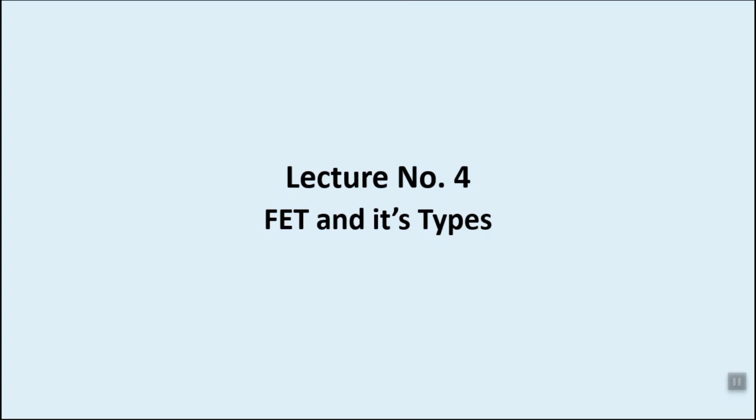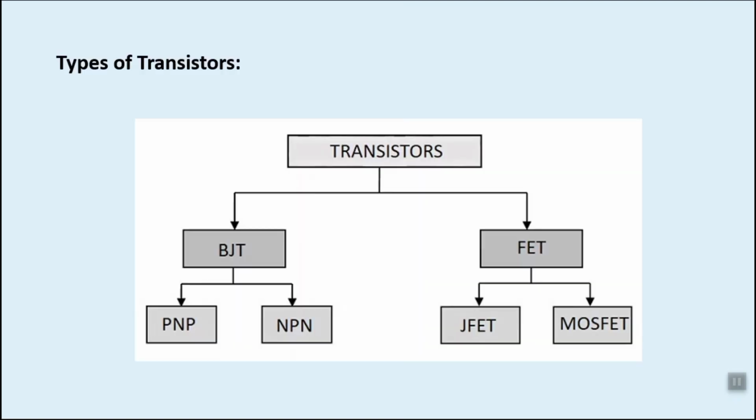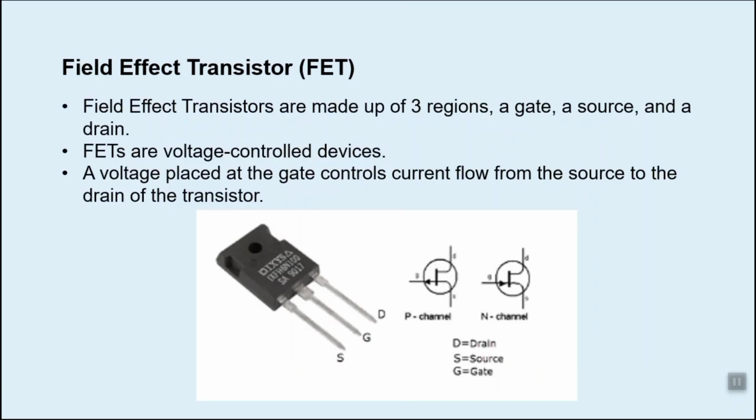Today's lecture is about FET and its types. FET is a type of transistor, which is a miniature semiconductor that regulates or controls current or voltage flow, in addition to amplifying and generating these electrical signals and acting as a switch or gate for them. FET stands for field effect transistor, which is a type of transistor that uses an electric field to control the flow of current through a semiconductor material.